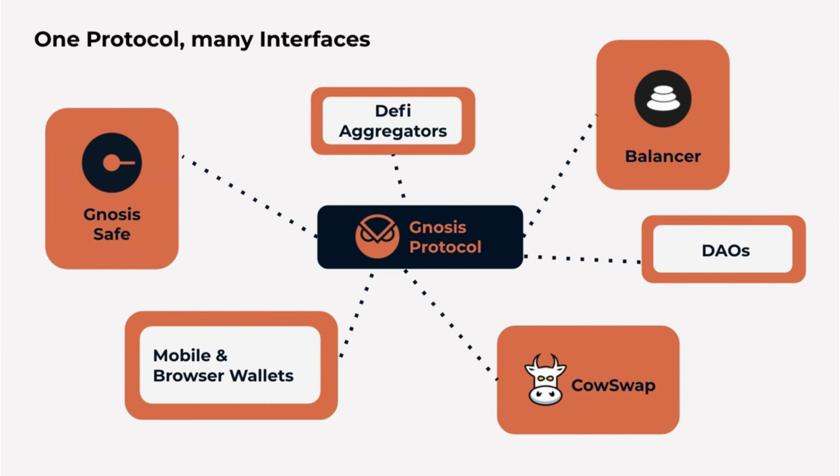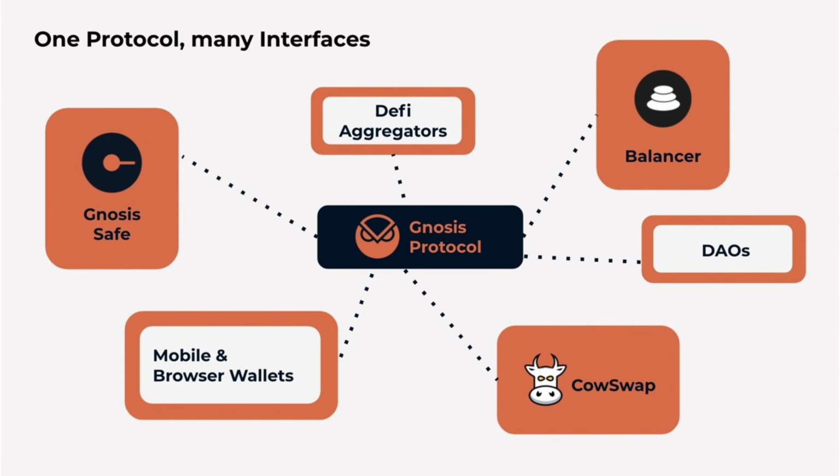So Gnosis Protocol is the underlying mechanism, the underlying trading mechanism, sort of like 0x, and Cowswap is the interface built on top of it. There will be many more interfaces built on top of Gnosis Protocol. The next one coming is Balancer, as you can see from the infographic. And mobile wallets, DeFi aggregators, and DAOs can all integrate Gnosis Protocol, so it's very useful indeed.